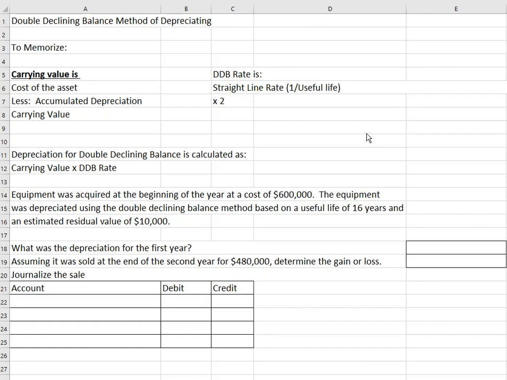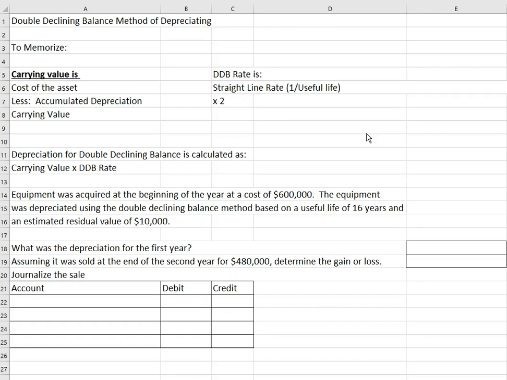Instead, we just don't depreciate it past that residual value. So you will not say cost minus residual value or salvage value. You'll just start with your cost. All right, that's one thing to know. The next thing to know is that you will be taking your straight line percentage, which can just be 1 divided by the useful life, and you will double it. That will give you your double declining rate.